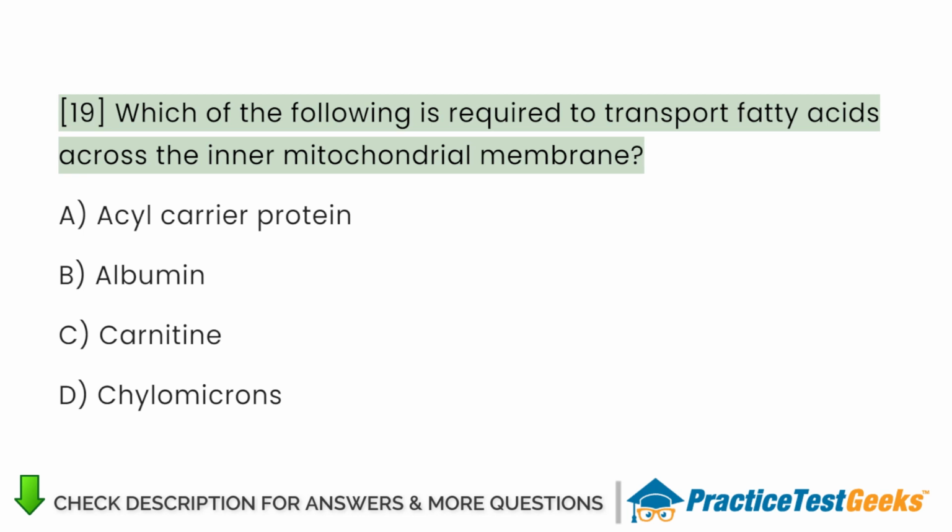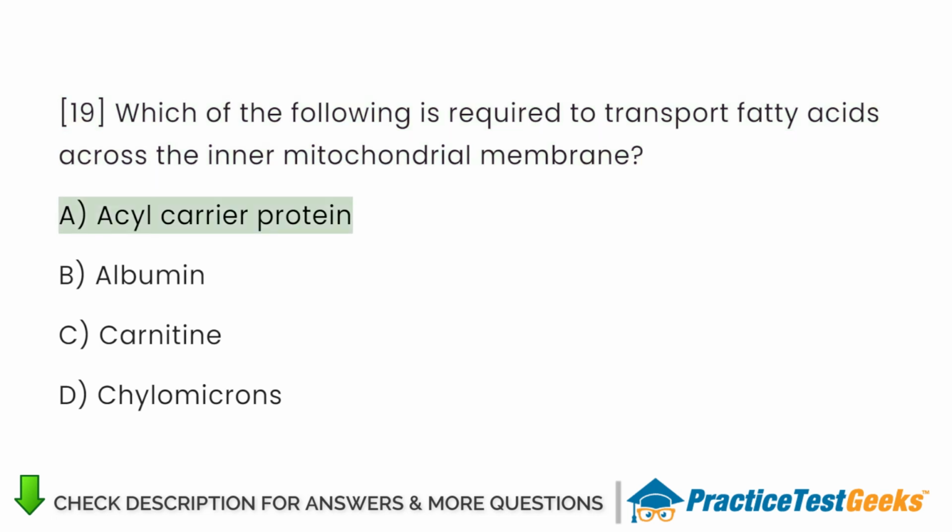Which of the following is required to transport fatty acids across the inner mitochondrial membrane? A. Acyl carrier protein. B. Albumin. C. Carnitine. D. Chylomicrons.